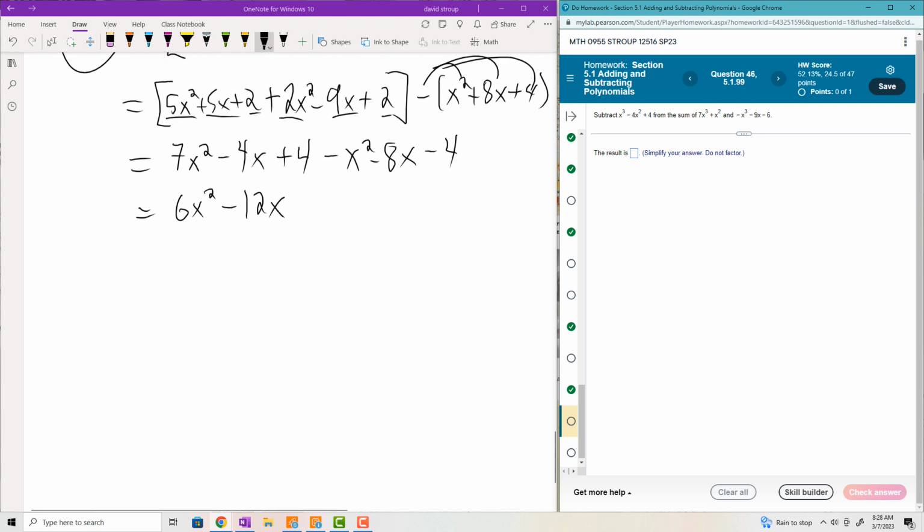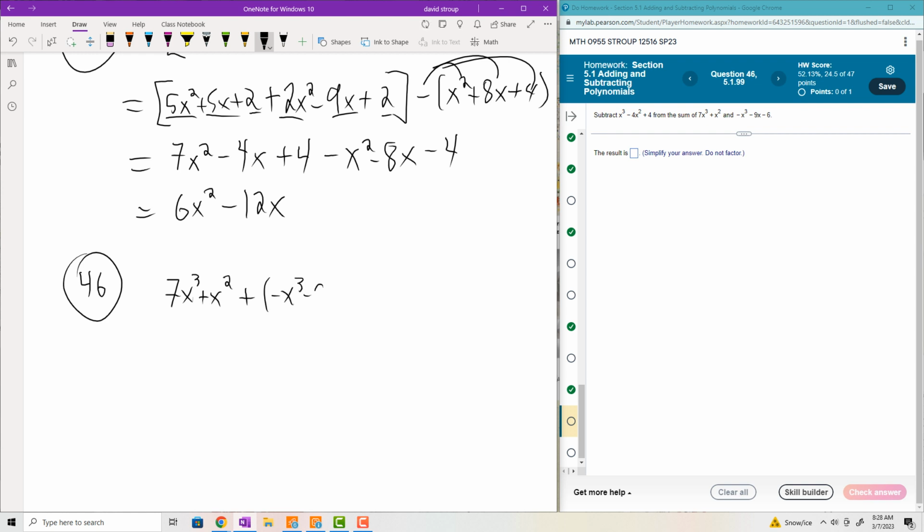Okay, this one's kind of the story problem, literal translation. Subtract the cubic from the sum of 7x cubed plus x squared and negative x cubed minus 9x minus 9. So you're taking that sum and subtracting away x cubed minus, make sure that's in parentheses because you're subtracting the entire polynomial, not just part of it. So you're going to have to distribute that negative. Then we'll rewrite it here.